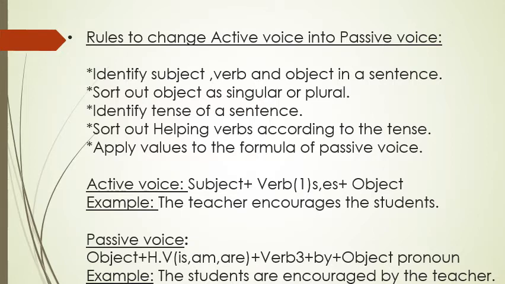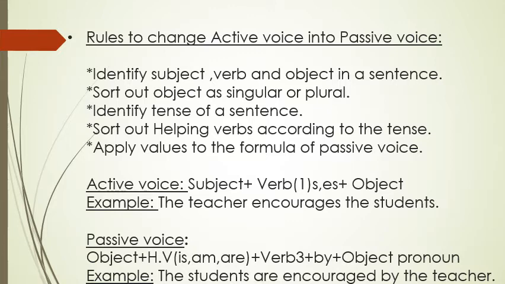Now, there are certain rules to change active voice into passive voice. First of all, you need to identify the subject, verb, and object in a sentence. You know what a subject is? The one who does the action. A verb is an action word, and the object receives the action. Secondly, sort out the object as singular or plural. Thirdly, identify the tense of the sentence. If you know the tense of a sentence, it would be easy for you to proceed further. Then, sort out helping verbs according to the tense.